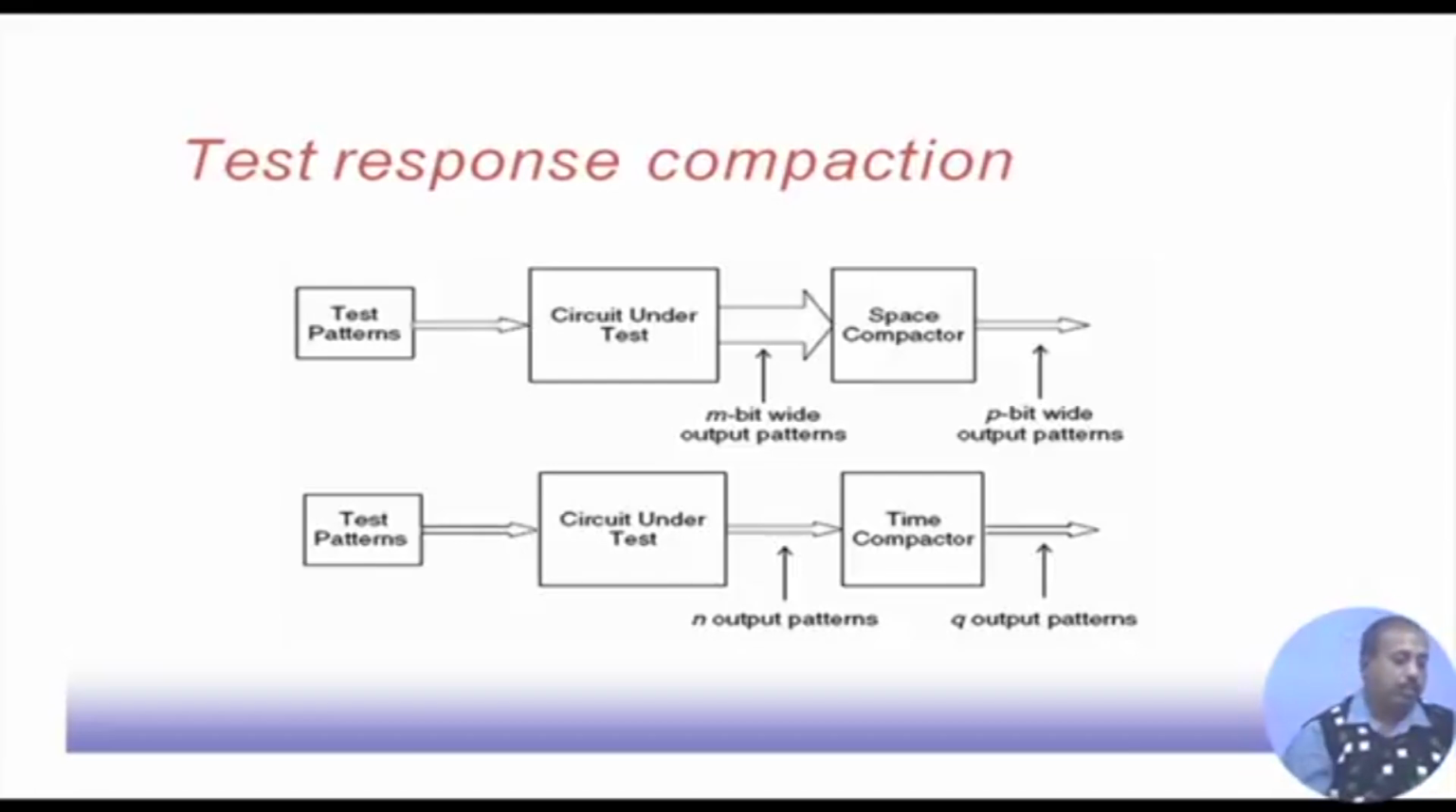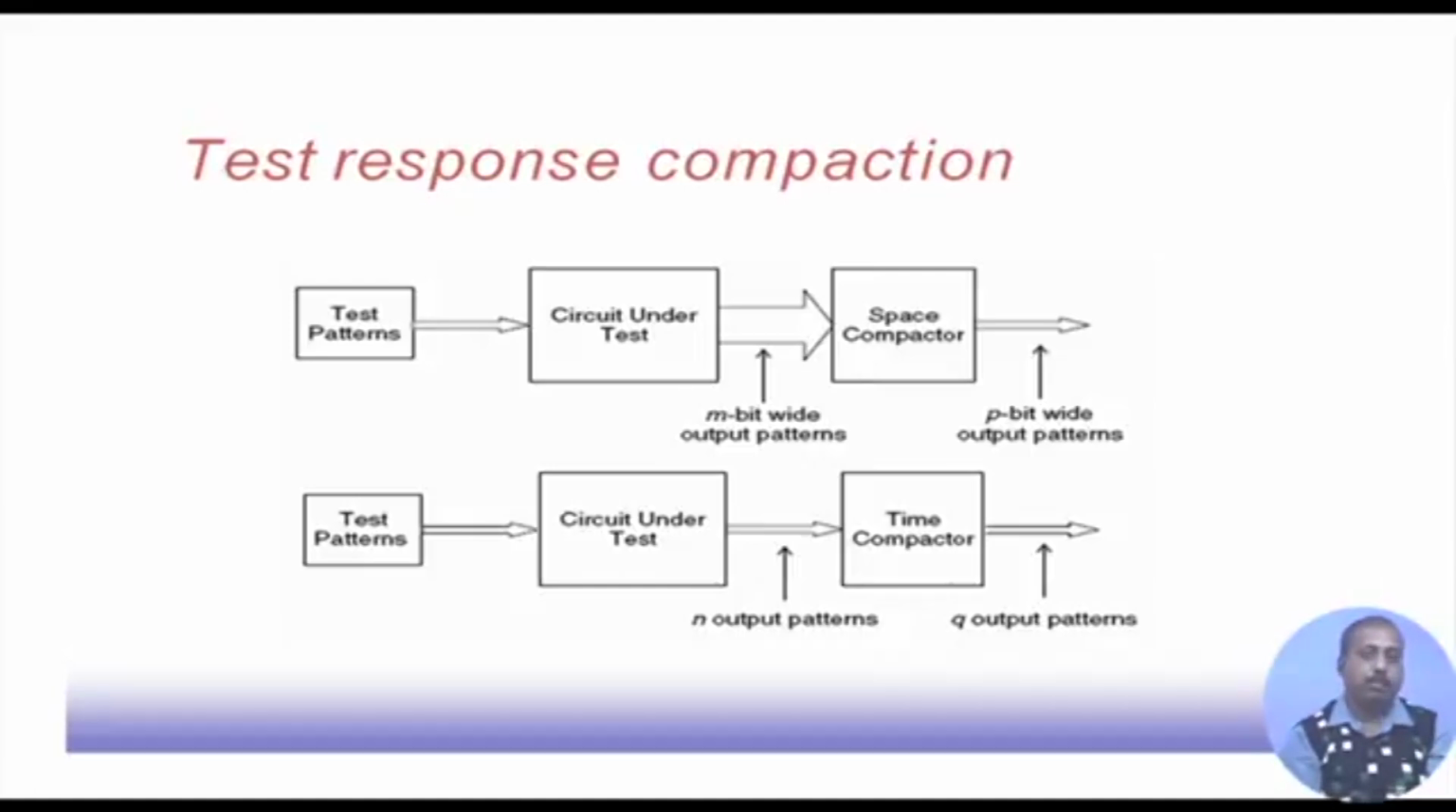On the other hand, for time compaction, test patterns are being applied to the circuit under test. If there are n input patterns, there will be n output patterns. Out of these n output patterns, we do not want to remember all the outputs, but maybe we remember q such sequences. In the ideal case q is equal to 1, where we remember only the final value that we have got. Naturally, we want the impact of every response available in the final signature that we have.